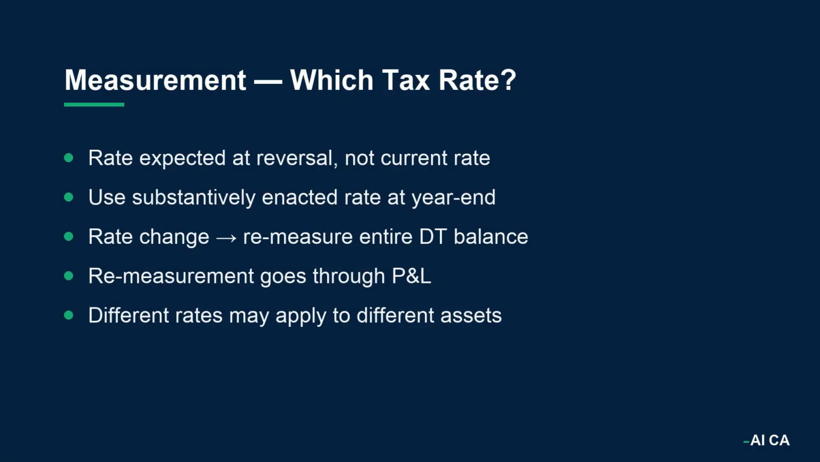Measurement uses the tax rates expected to apply when the temporary difference reverses, not the current period rate. If new tax legislation has been substantively enacted by the reporting date, use that rate even if it is not yet effective. This matters every time a jurisdiction announces a rate change. In South Africa, a reduction in the corporate rate from 28 to 27% required entities to remeasure their entire deferred tax balance at the new rate, with the remeasurement running through profit or loss, not OCI.